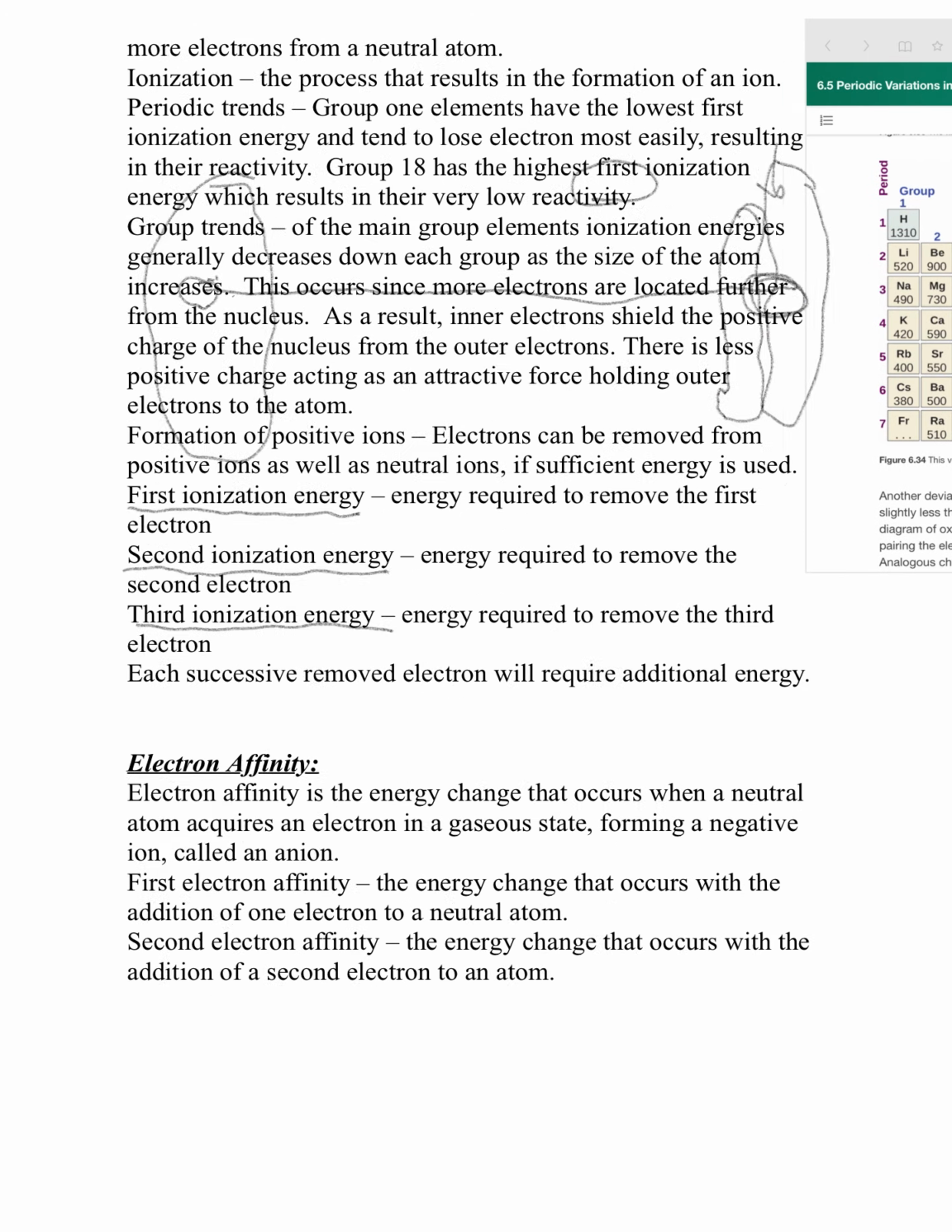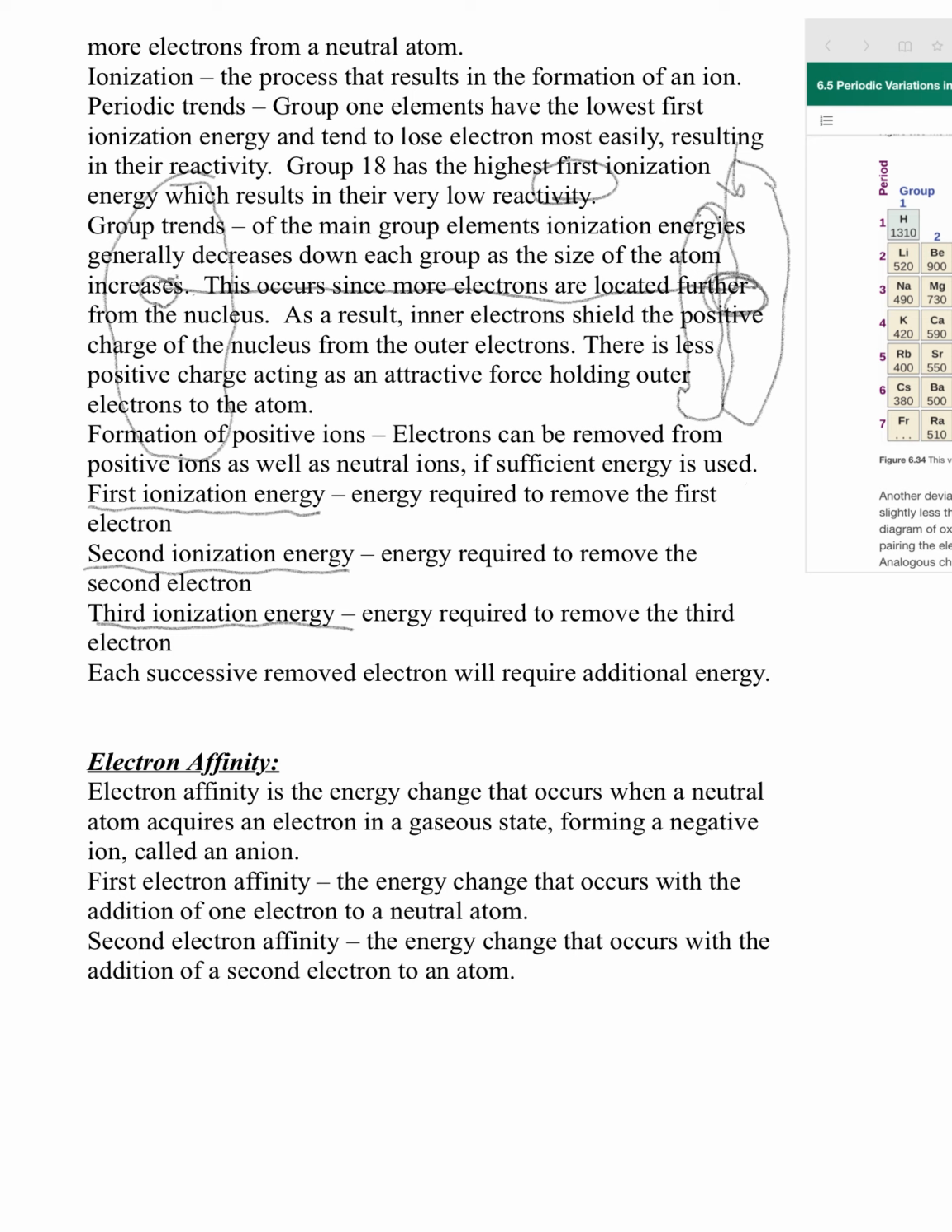All right, so I'll move this around. So electron affinity. Electron affinity is the energy change that occurs when a neutral atom acquires an electron in the gaseous state, forming a negative ion called an anion. The first electron affinity is the energy change that occurs with the addition of 1 electron to a neutral atom. The second electron affinity is the energy change that occurs with the addition of a second electron to an atom.